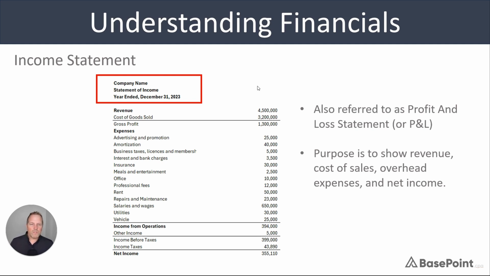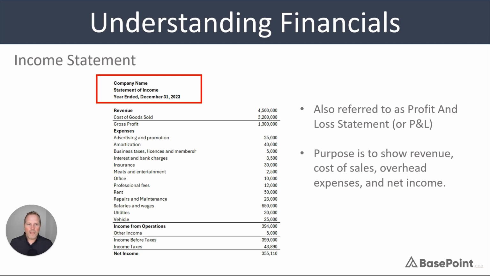Typically, when you look at your income statement, the first thing you're going to see is the heading at the top will show the company name. It'll say statement of income or income statement, however they end up wording it. And then lastly, you'll see year ended, say December 31, 2023, or whatever period it's for. That date will indicate the period that this income statement is relevant to.